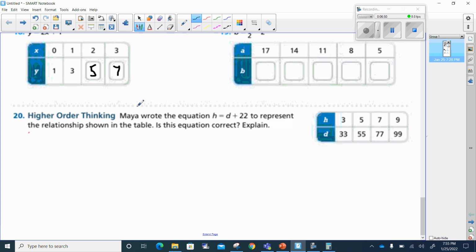Number 20 says, Mayo wrote the equation H equals D plus 22 to represent the relationship shown in the table. Is this correct? Well, if I took D and added 22, that would be 3 plus 22, and that would give me 25. So that would not equal 33. If I took D as 5 and then added 22, it would not equal 55. So I'm afraid this is incorrect. So I'm going to say no, this is not correct.